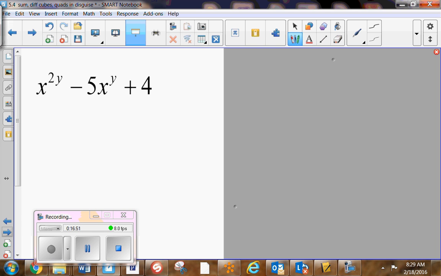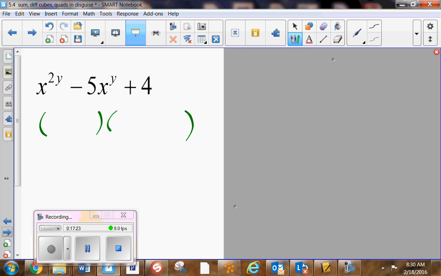Next: x to the 2y minus 5x to the y plus 4. I'm turning up the heat just a little bit. All right, first let's recognize this. Is it a mark or a mini mark? It's a mini. Well, that's a good sign. If it's a mini, that'll be a little easier. I'm going to go in and put my 2 grouping things.